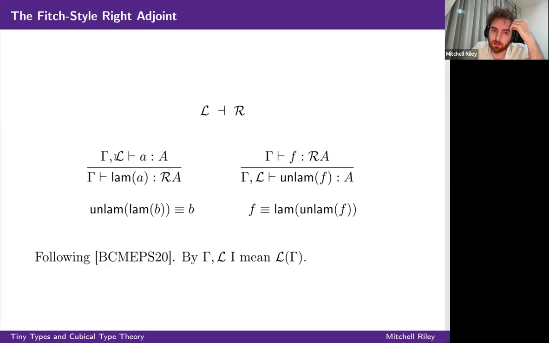And here I'll just say that I've written the left adjoint operation on contexts sort of as though it's a context extension, where sort of by comma L, what I mean is we're applying the L operation to gamma, just to explain why this is on the right here. And so rules like this are roughly what happens in this paper on dependent right adjoints.